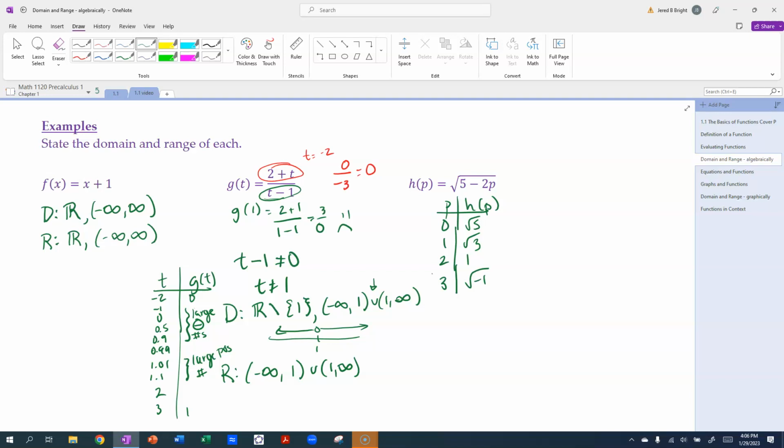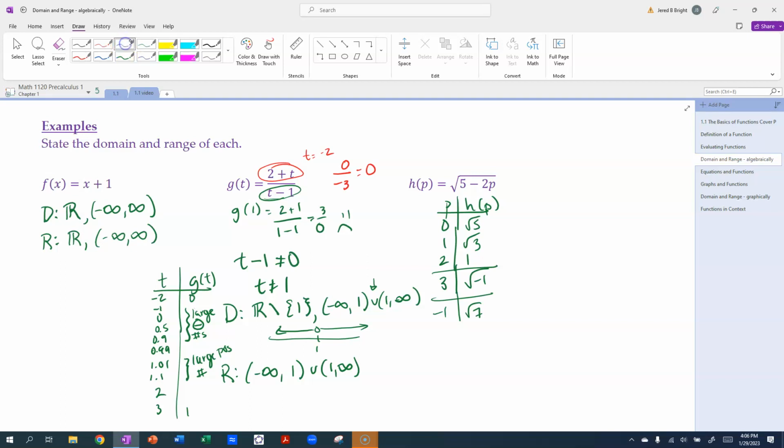And in this course, we do not deal with negative square roots. You might know imaginary numbers, but we don't deal with them. So that doesn't work. What about -1? If I put in -1, I'd get square root of 7. That works, and you can actually keep going if you want.